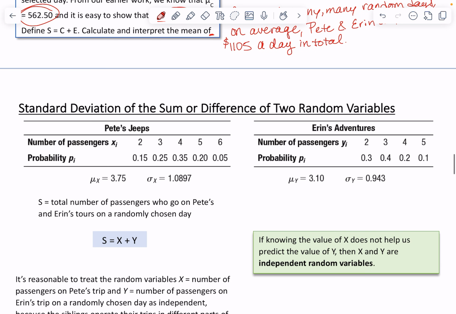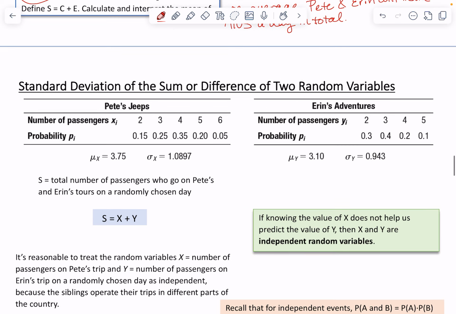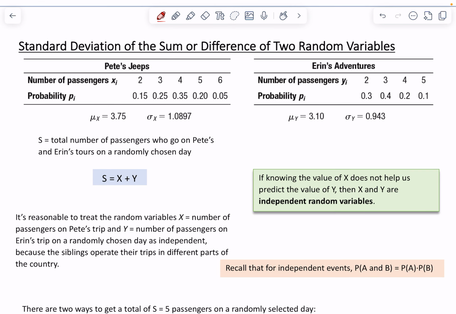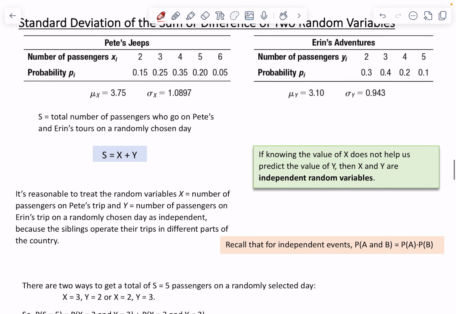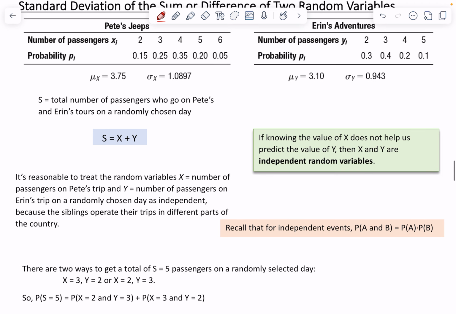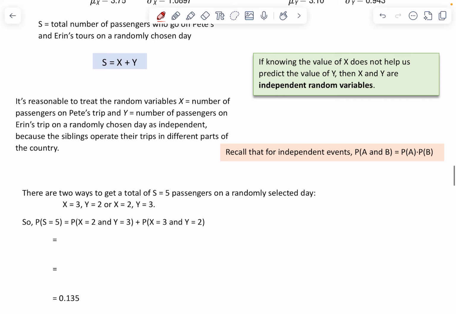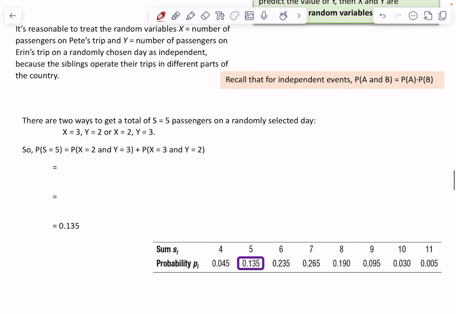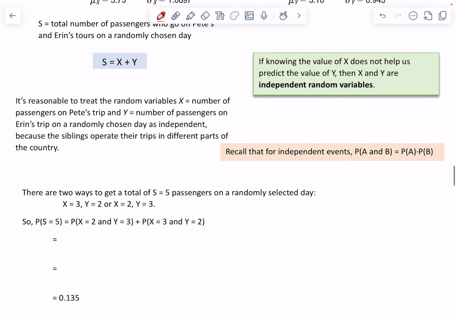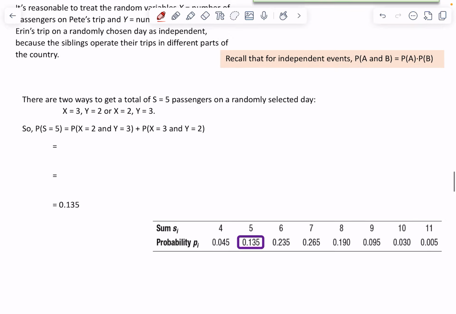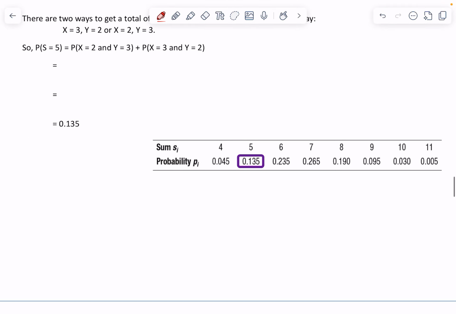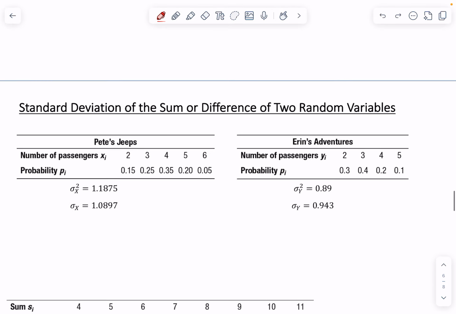Now, in addition to the fact that you can just add the means together, I'm going to skip through this a little bit. If we were here in person, I'd do it all together. You could find the probability of them getting a total of 4 people or a total of 5 people, but we're not going to do that right now. We can go over that in class when I see you in person.